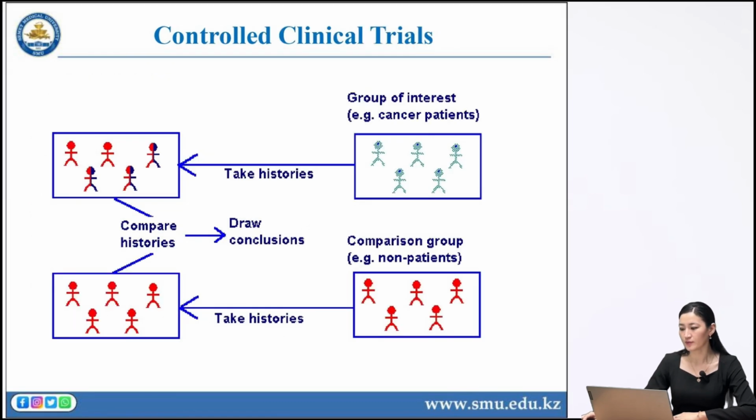Here is shown a scheme of controlled clinical trials. First, we will create two groups: a group of interest and a comparison group. For example, cancer patients and non-patients. And we will take histories there and we will compare their anamnesis.